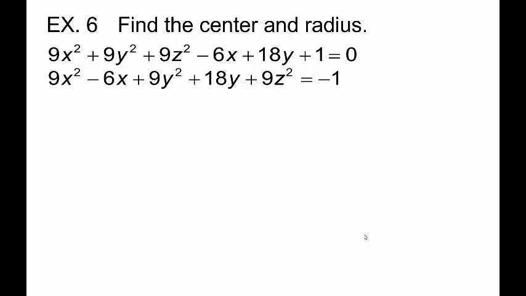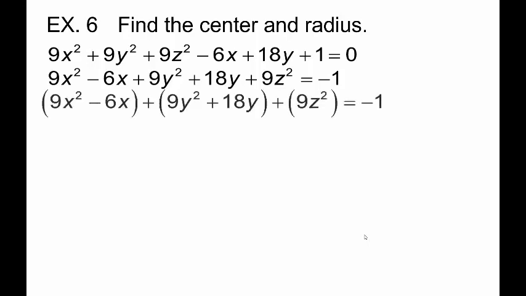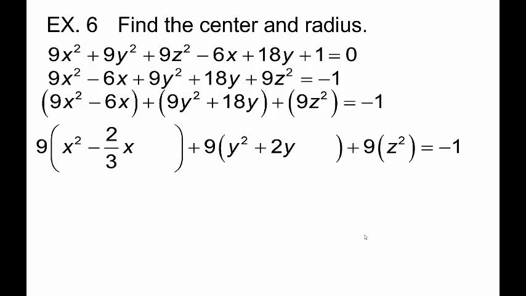Okay, then I'm going to look at each variable and see what I can factor out of each of those. So when I look at the x's, I need to factor a 9 out because that's the coefficient of the x squared. Same thing for the y squared. I'm going to factor a 9 out of the y's and then a 9 out of the z's as well. I did it in 2 steps, just so you can see just the x's, just the y's, just the z's. So here's where I factored out the 9's from each of those.